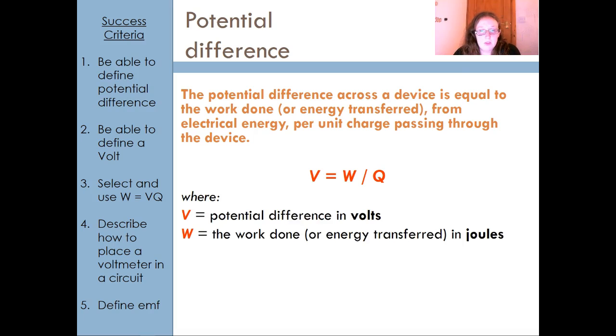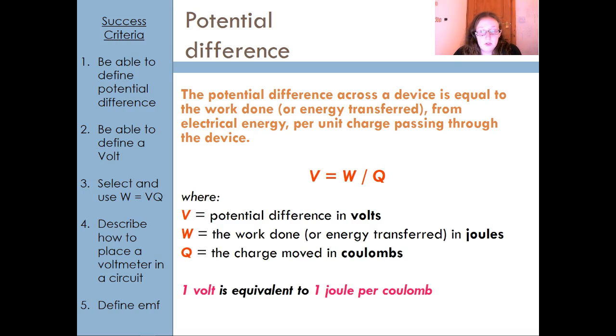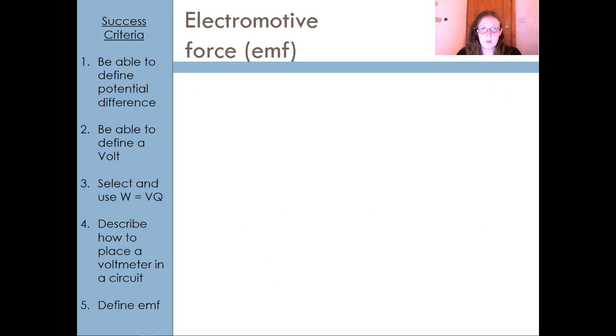So V is volts, W is work done in joules, and Q is coulombs. Easy peasy. So just to be clear, 1 volt is the same as 1 joule per coulomb. So if you're asked to define a volt, that's what we would look for, 1 joule per coulomb.